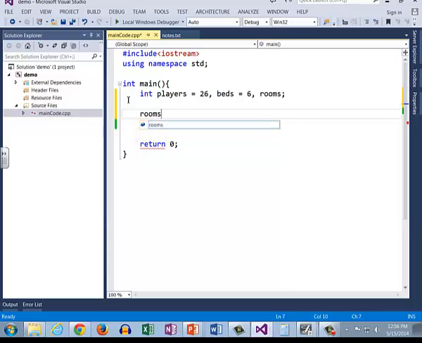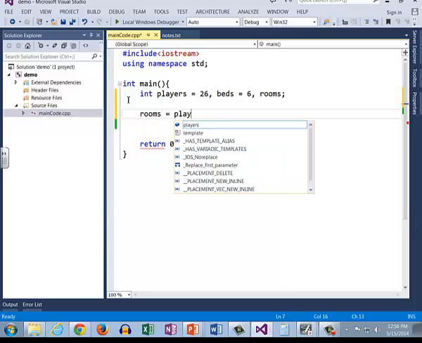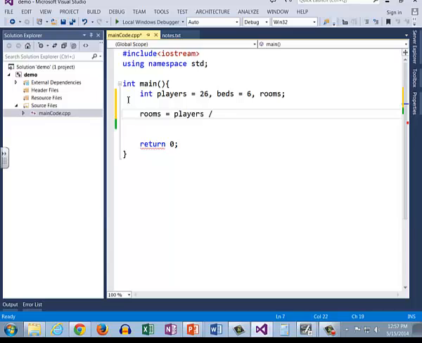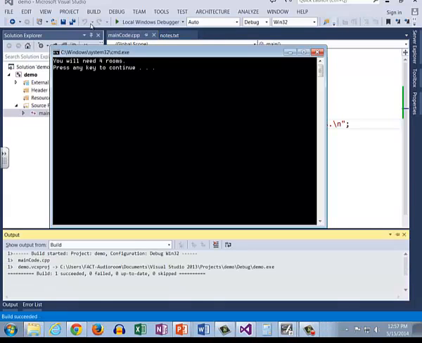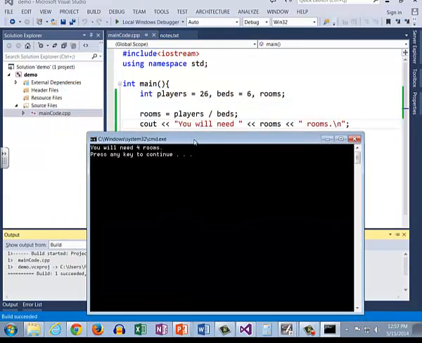So if I say rooms equals players divided by beds, you will need this many rooms. Okay, and let's see. Now, if you've ever been on a trip where you had to share rooms, you've probably done this in your head. All right, you will need 4 rooms.